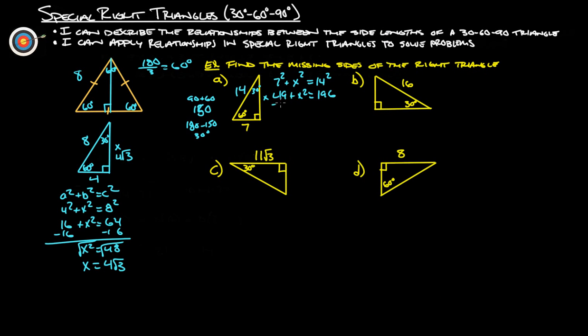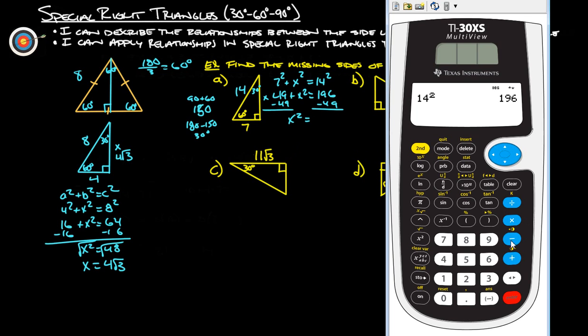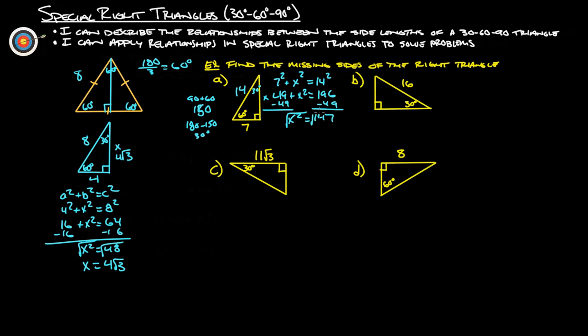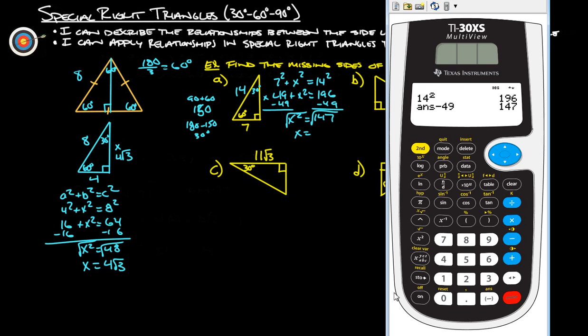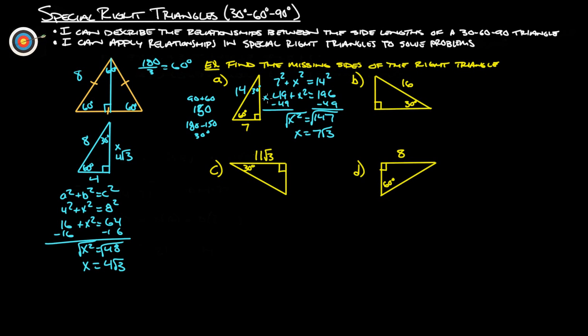196. Subtract 49 from both sides, and 196 minus 49 gives us 147. Now we square root both sides, and we get that x equals 7 root 3. So this 7 root 3 has got to go right here on this side. So we have 7, 14, 7 root 3. And if you'll notice over here, we had 4, 8, 4 root 3.